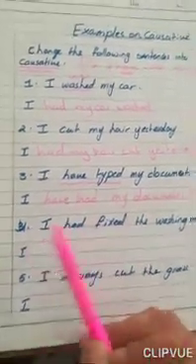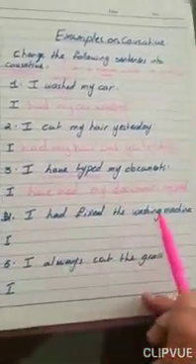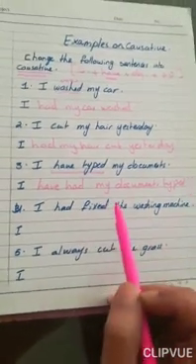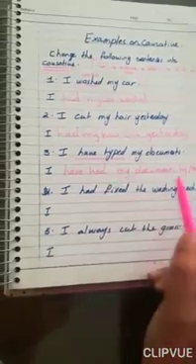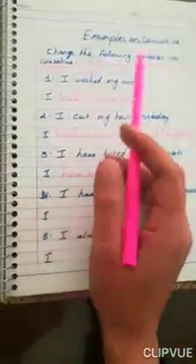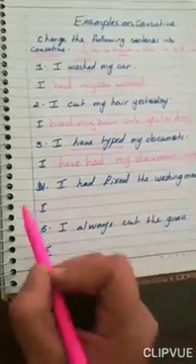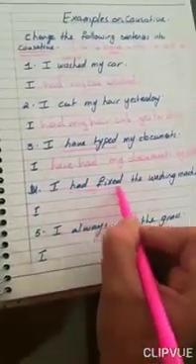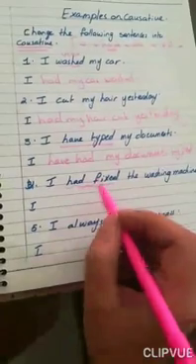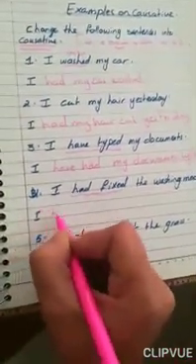Moving to exercise number 4, it says here, I had fixed the washing machine. Of course, you're not the person who did it, rather you arrange this action to be done by someone else. So when you want to change it into causative, remember that I'm going to use subject plus have plus object plus past participle. I, and have depends on the tense here. So I had fixed here, therefore you have I had.